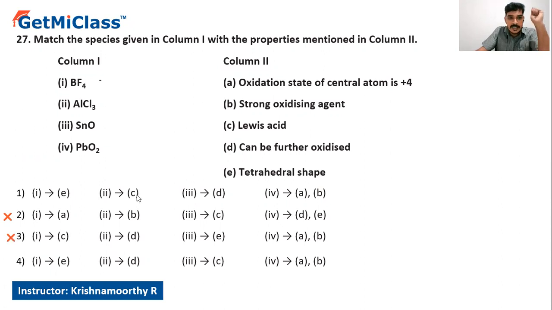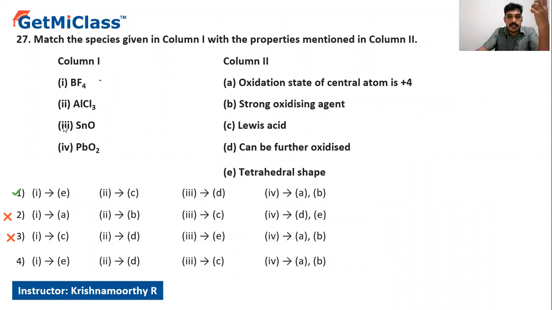Next, look at C. Look at the second one, AlCl3. AlCl3 means Lewis acid. The central atom aluminum contains incompletely filled or vacant orbitals and can attract lone pair electrons, and hence it acts as a Lewis acid. Therefore, for the second one, the answer should be C. It looks correct. Therefore, the right answer for this question is the first option. You may check it later.